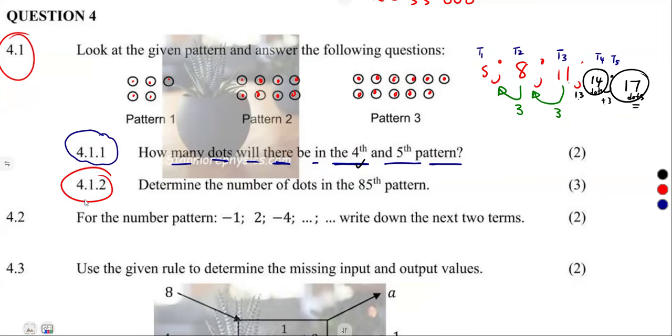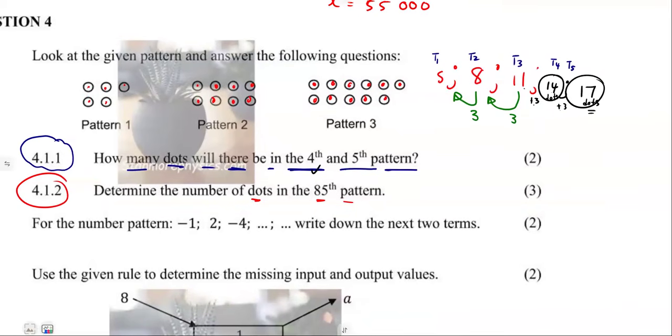All right. 4.1.2, determine the number of dots in the 85th pattern. Guys, this is too much. We cannot go up to the 85th. So what you can do is to have the general rule of the pattern, then find T85 from Tn. So it is easier that way.